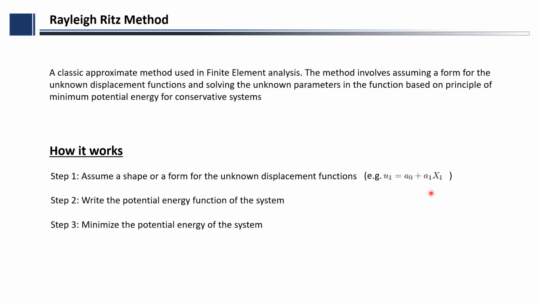Step 2, we need to write down the potential energy function of the system and express the potential energy in a form of a0 and a1. At the end, the potential energy should only contain 2 unknowns, a0 and a1. In order to solve them, we need to minimize the potential energy of the system by finding the first derivative of potential energy with respect to a0 and a1 and make them equal to 0. So we will have 2 equations and 2 unknowns. We can solve them easily.